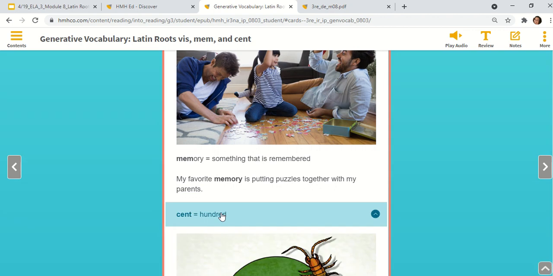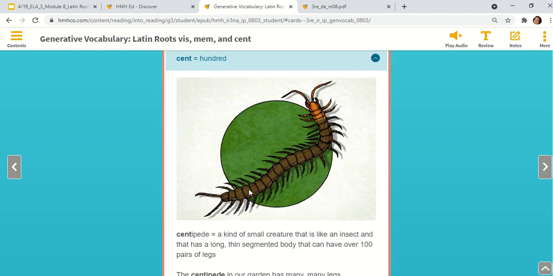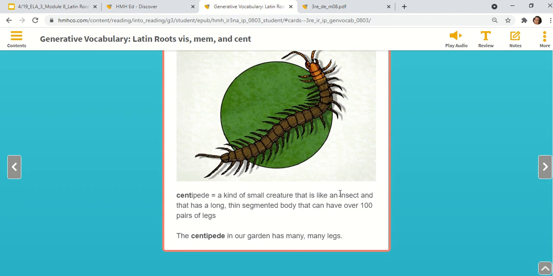Then we have cent, which means 100. Ooh, we've seen these before. Centipede, a kind of small creature that is like an insect and has a long, thin, segmented body that can have over 100 pairs of legs. The centipede in our garden has many, many legs. So if you see cent inside of a word, it has to do with 100.